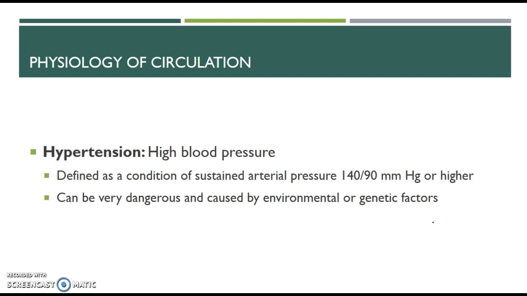Hypertension is high blood pressure. Hypertension is where you're at 140 over 90 all the time. Not just when you're exercising, not just when you're in fight or flight. This is when you're just relaxing at home. You're very high. And environmental and genetic factors are what's going to do it. Unfortunately, sometimes you can be a very healthy person and still have high blood pressure just because it's in your family genes.